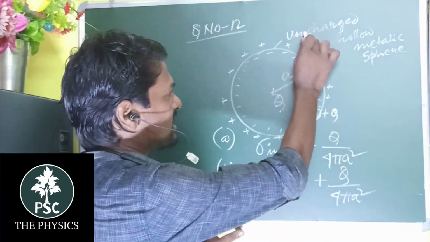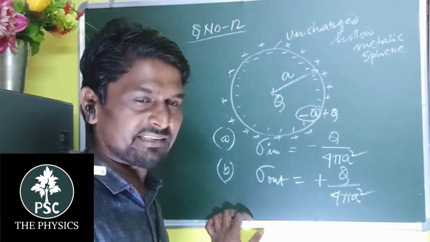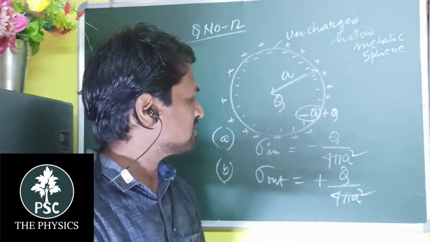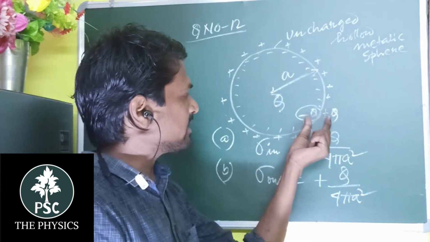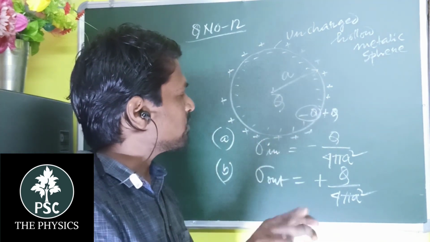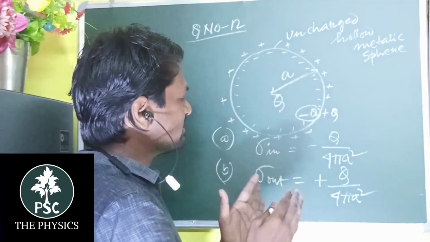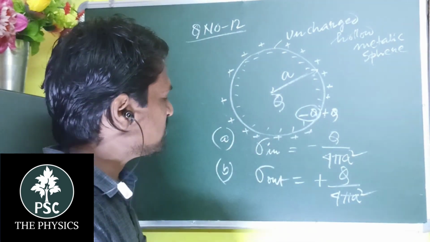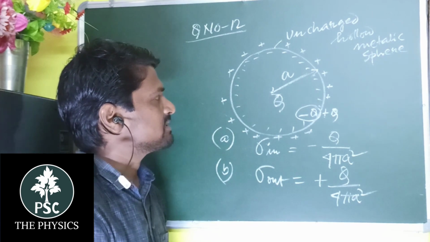Since it is uncharged, for an isolated system the net charge remains constant, and it is neutral, so minus q plus q equals 0. The inner surface density of charge is minus q by 4 pi a square, but the outer surface charge density is plus q by 4 pi a square.